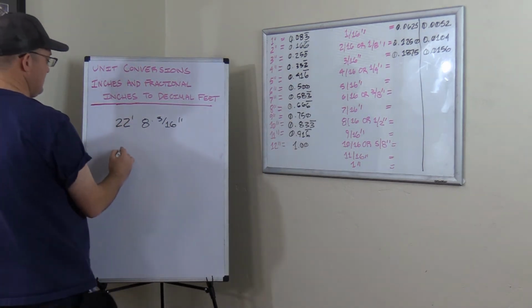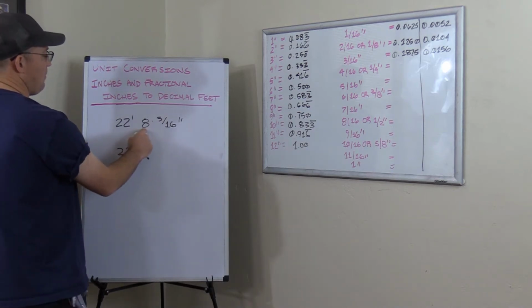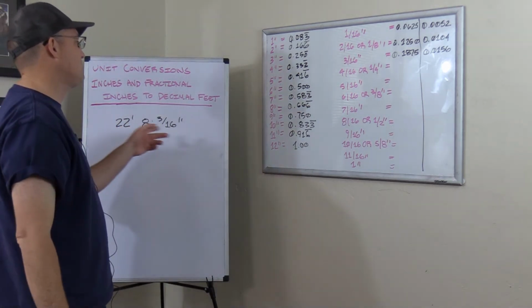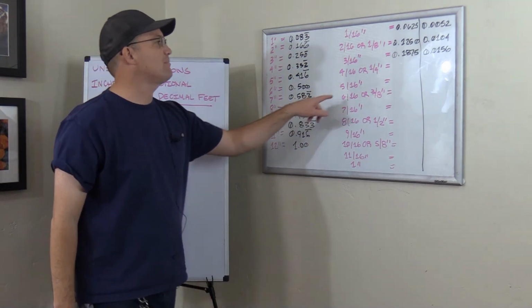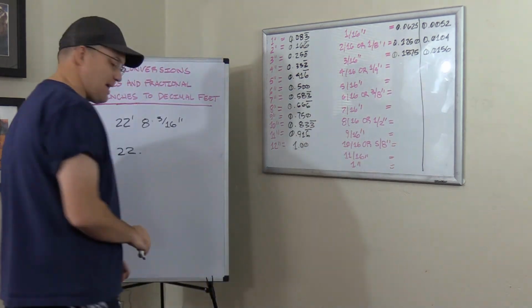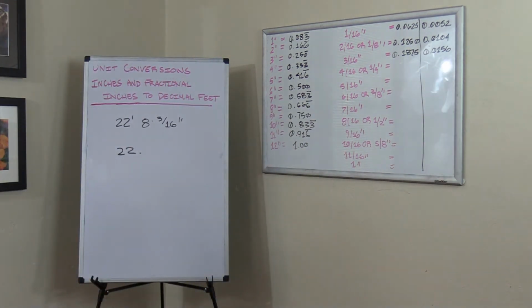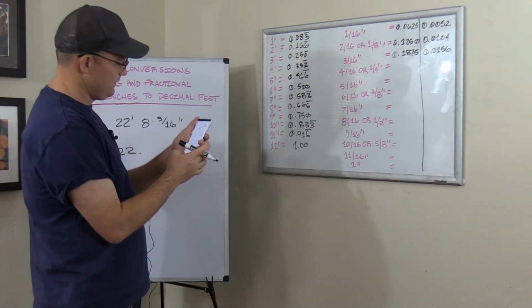Okay, so this is easy. The 22 is easy. The whole feet just come down, right? Then we've got to figure out what the 8 and the 3/16 is. Now, if you have this table, you can come over here and see that you just add 0.66 plus 0.0156, and that'll give you your number if you have your table. So let's do it with the table, and then we'll just do the math in our calculator.